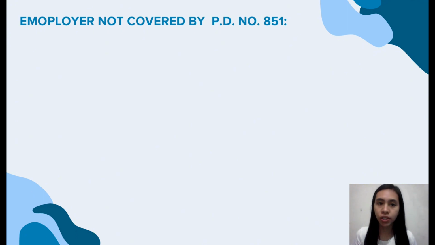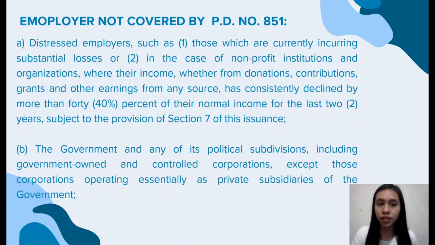Who are the employers not covered by Presidential Decree number 851? So first are distressed employers, such as those which are currently incurring substantial losses. In the case of nonprofit institutions, those organizations whose income, whether from donations, contributions, grants, and other earnings from any source, has consistently declined by more than 40% of their normal income for the last 2 years, subject to the provision of Section 7 of this issuance.